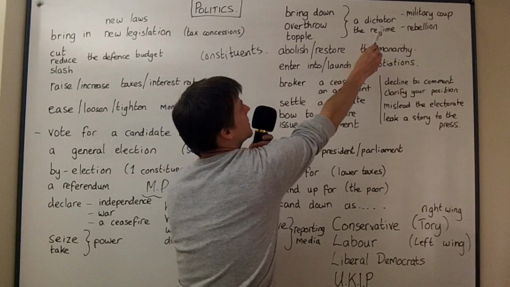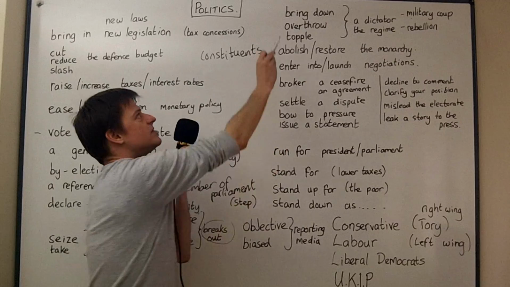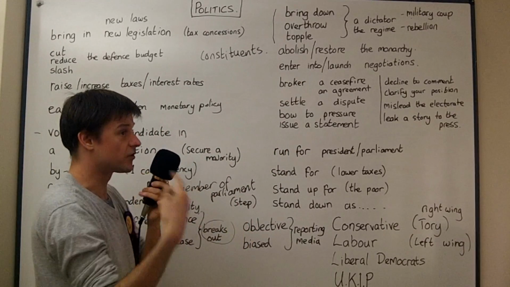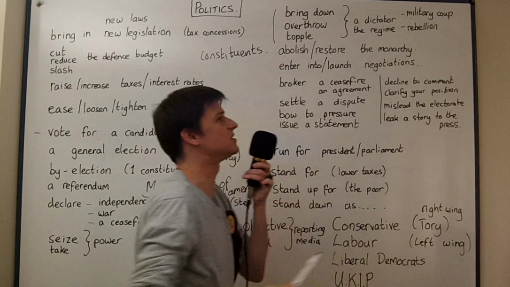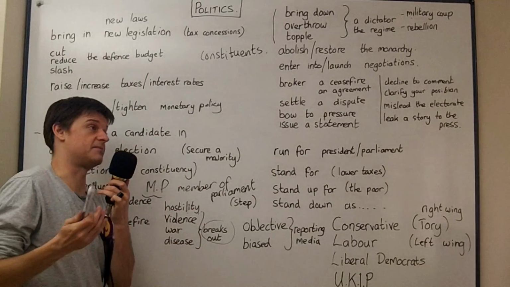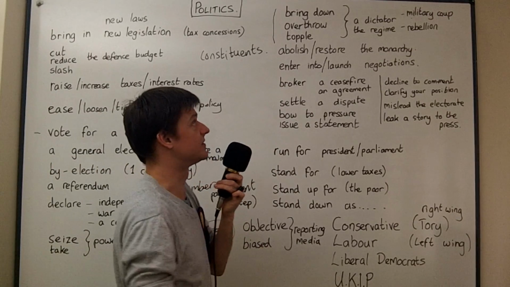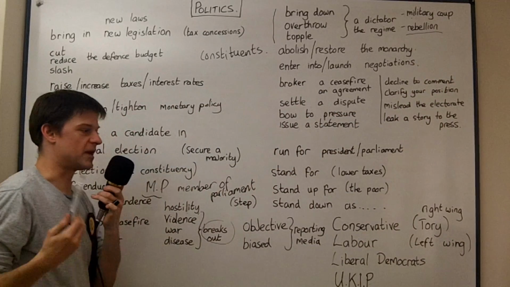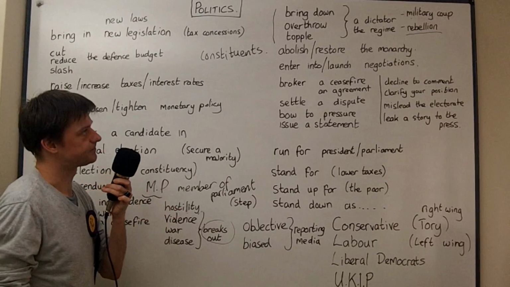We've got bring down a dictator, overthrow a dictator, topple the regime. All of these words obviously mean get rid of the authorities of that country, maybe in a military coup, which is when the military take over. It could be your own military, it could be the military of another country perhaps, but it's when the military takes over. We also call this kind of thing a rebellion. A rebellion is when any kind of power fights against the authorities.